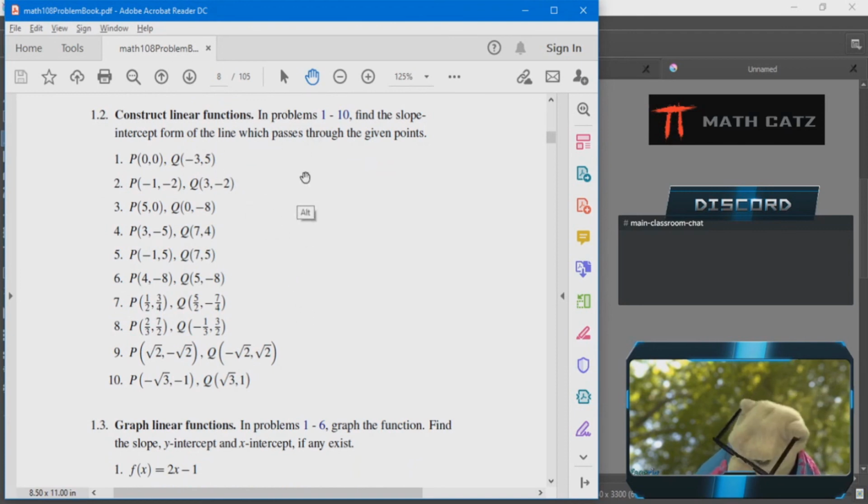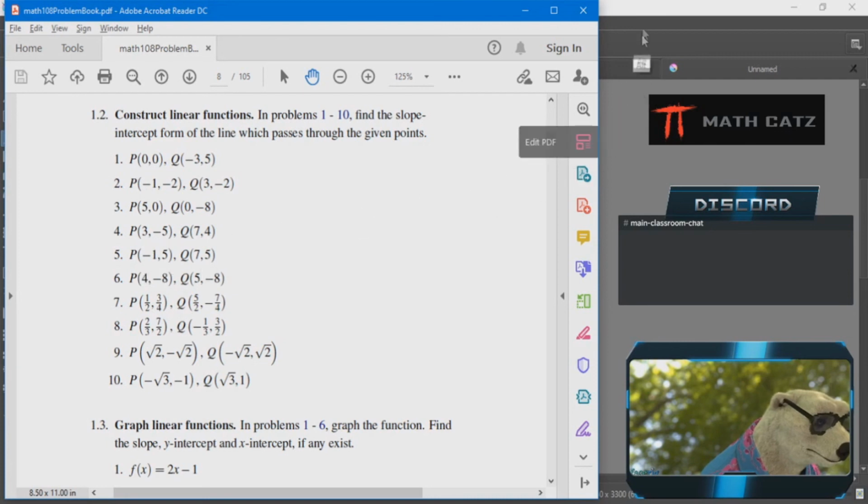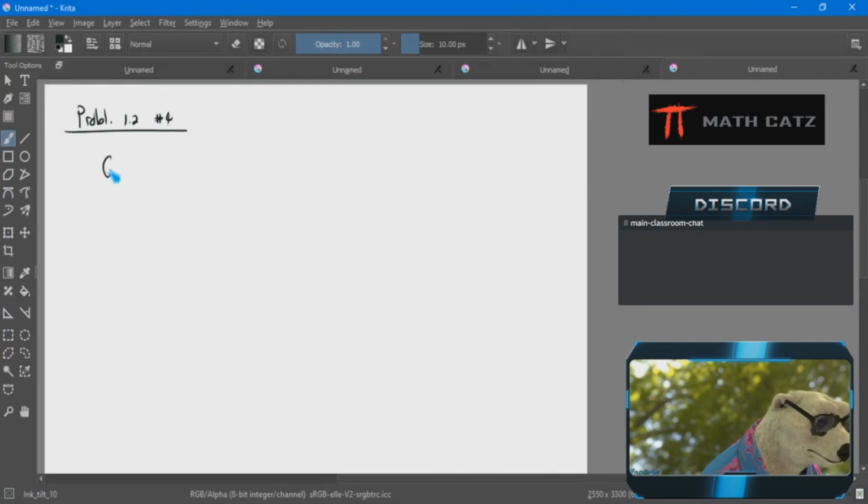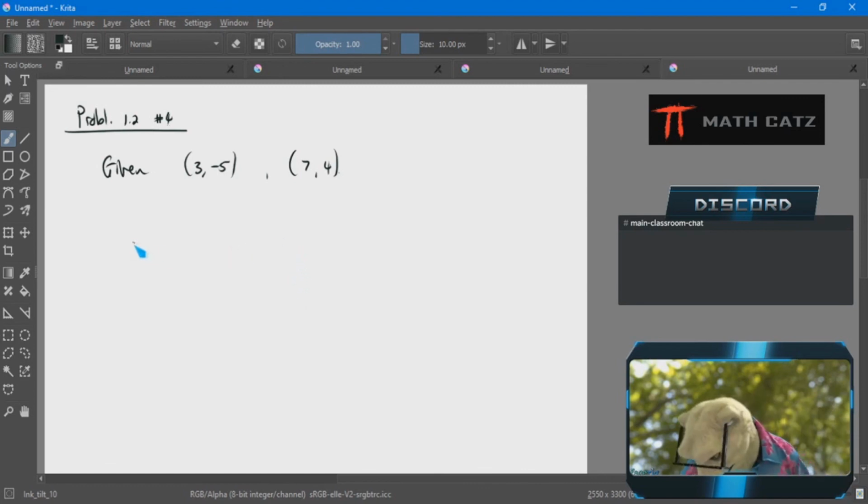So again, I just have different information. I want to do the same thing. Number 4, I have 2 points, (3, -5) and (7, 4). So I'm given (3, -5), (7, 4). Let me just double check. I did read it just now, but so easily I can mix it up.